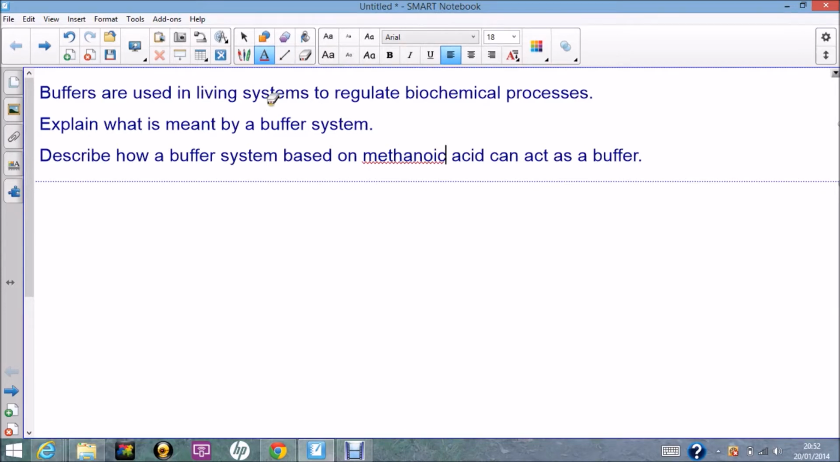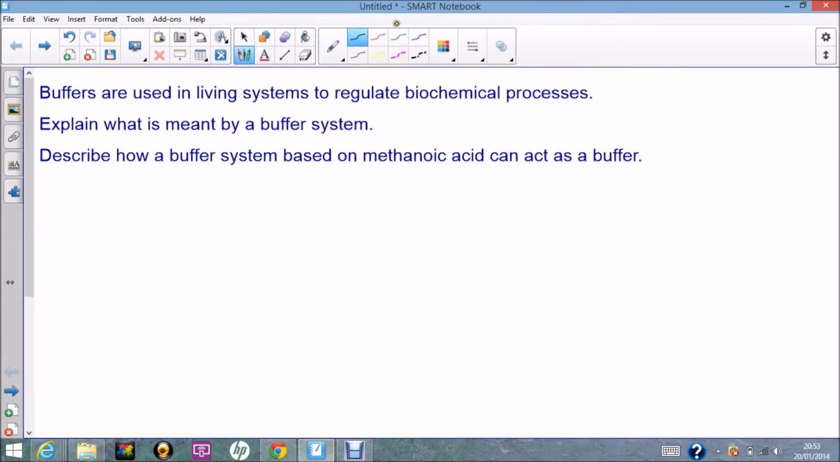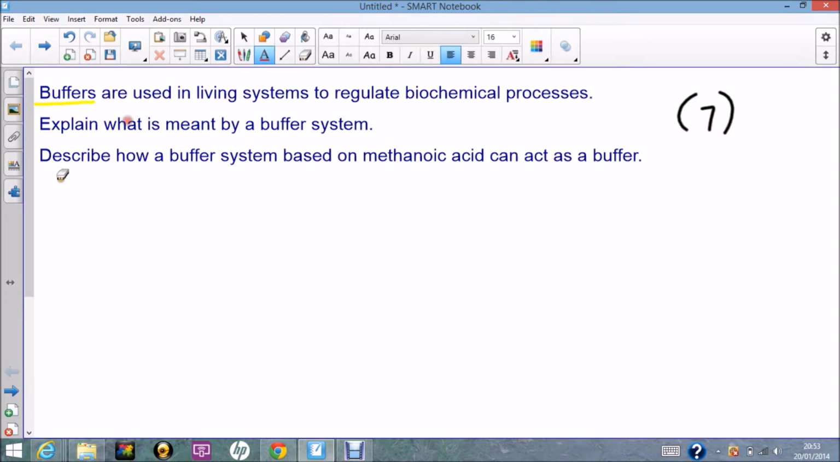It says buffers are used in living systems to regulate biochemical processes. I've left this the same as something I've said in another example, because really this opening sentence is only there to tell me that I'm answering a question about buffers. Importantly, it says explain what's meant by a buffer system and describe how a buffer system based on methanoic acid can act as a buffer. So we're going to look at answering this. If you want to pause the video and have a go at it, I'll tell you that it's worth 7. So pause now.